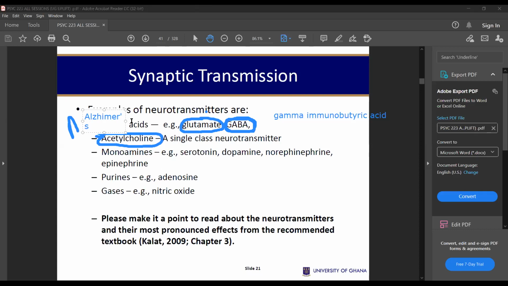Then serotonin plays a significant role when it comes to mood. With serotonin, I've already indicated it is inhibitory. When the person has low levels of serotonin, it means that the person will be sad.